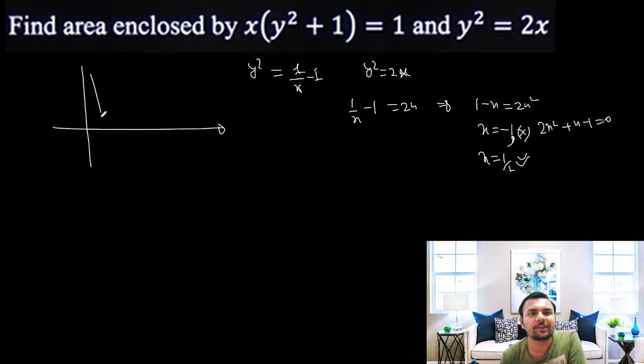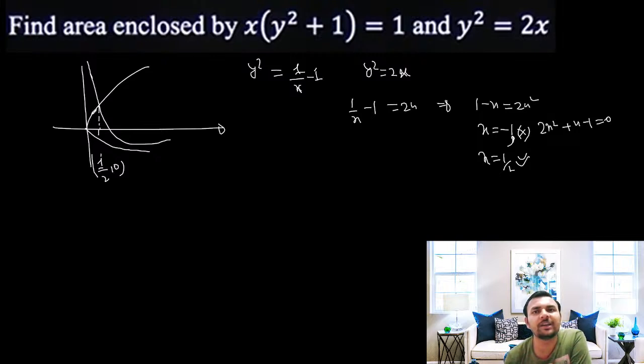That means one graph was going like this, if you remember, and they are intersecting at 1 by 2, comma 0. Now, the area enclosed by this and this could be one of the things, or this and this could also be the thing.